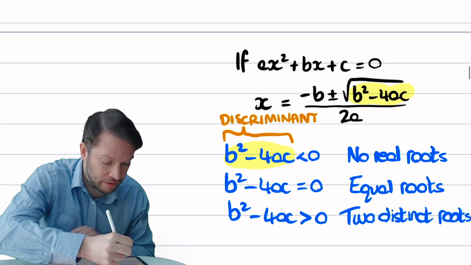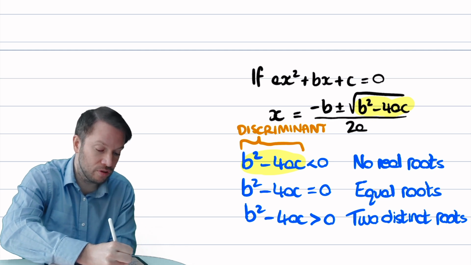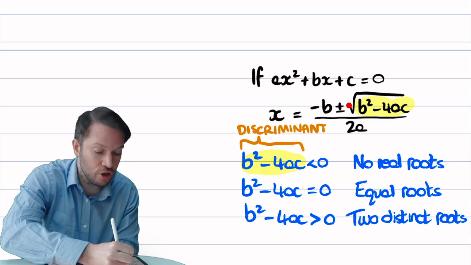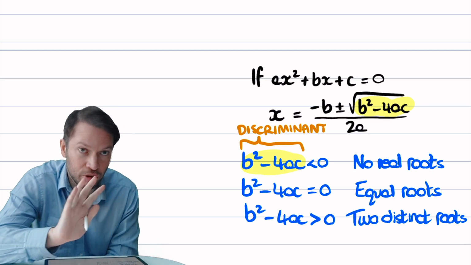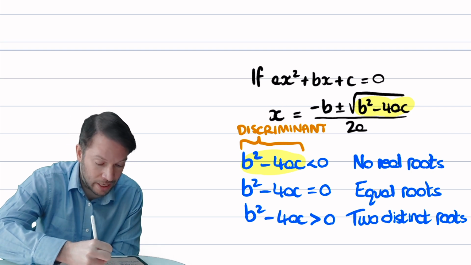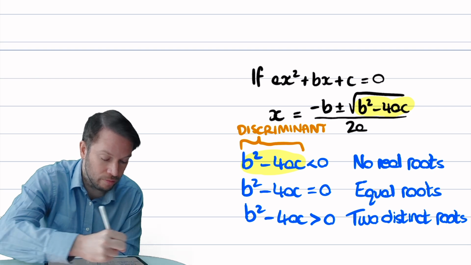And the important thing is the thing under the square root, this b squared minus 4ac, because if you were square rooting, say, a negative number, if b squared minus 4ac was negative, you can't square root a negative number, usually, and so therefore x would have no solutions, right? So if this discriminant, b squared minus 4ac, is less than 0, you have no real roots.